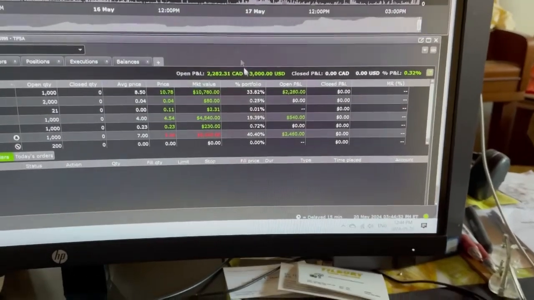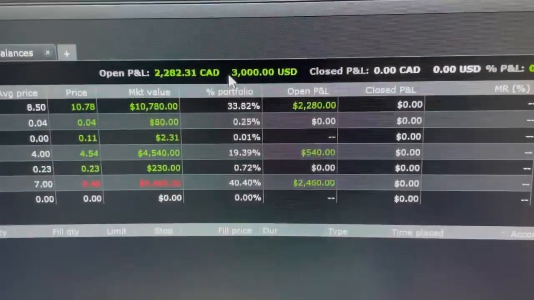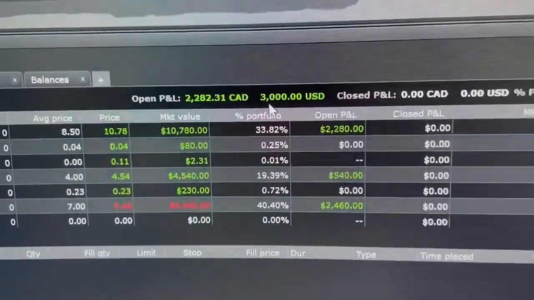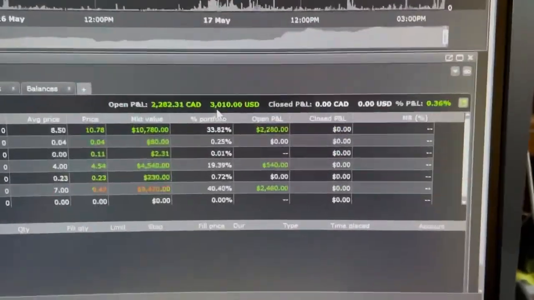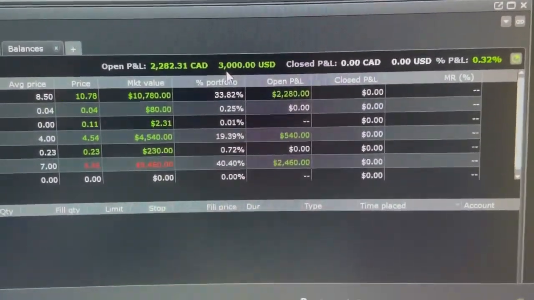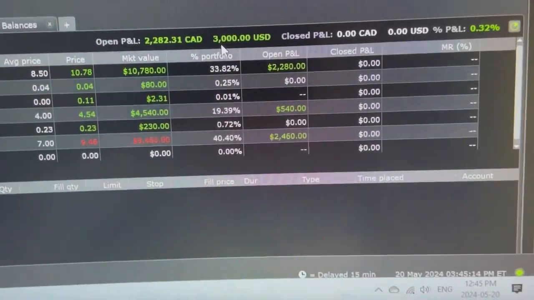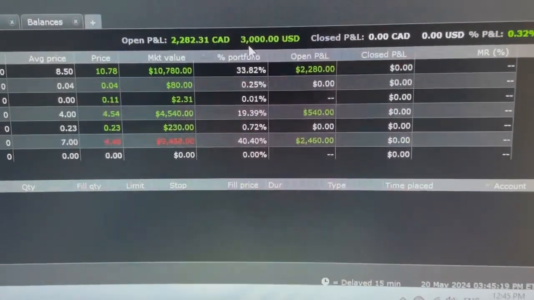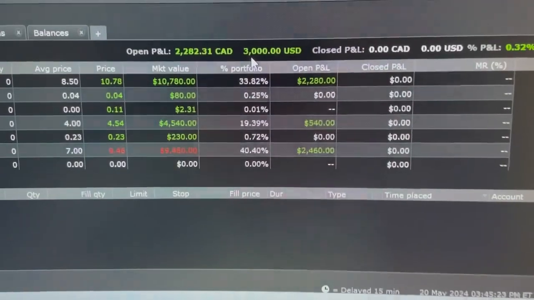Okay, see, it's changed now for my US dollar profit. You see that there? It's showing a profit of $3,000 US right now. That's quite a bit. I don't know about you, but I consider, wow, $3,000 US a lot of money. Remember too, if you convert it back to Canadian, that's almost $4,000 Canadian.